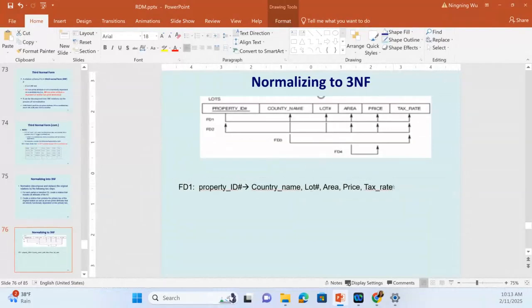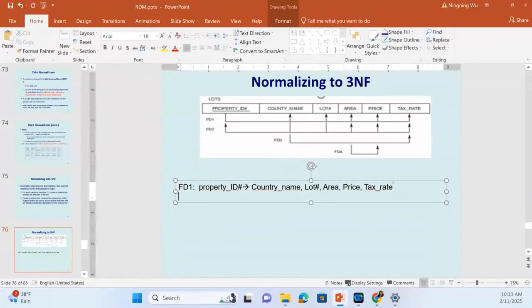FD2 shows that county name and lot number determine property ID number, area, price, tax rate.